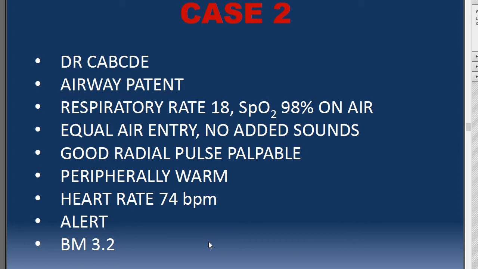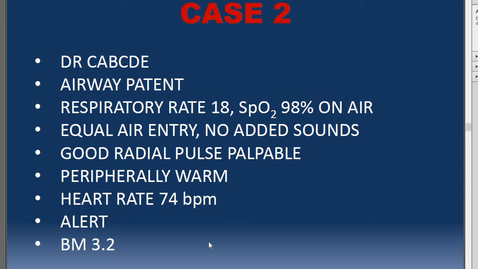So our doctor's ABC assessment: airway is patent, respiratory rate is okay, saturations are okay, chest has equal air entry. He's got a good radial pulse, so we know his blood pressure is above 90. He's peripherally warm, so his hands are nice and warm, so blood is circulating the body well. Heart rate 74, that seems acceptable. He's alert, his blood sugar is 3.2.